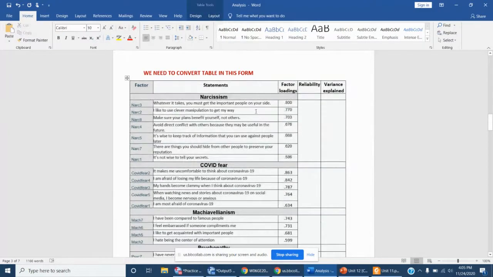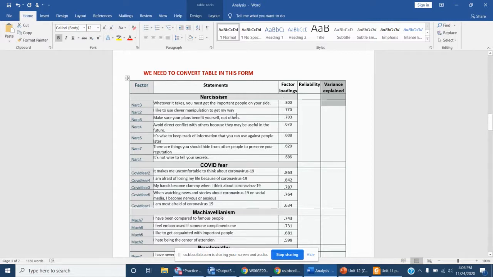So there must be 5 columns in the table. The first column depicts the codings. The second column depicts the statements, the questions, and the third column demonstrates the factor loadings, and the fourth column measures the reliability, and the last column measures the variance explained. So the information in the first column, in the factor loadings column and the variance explained column can easily be extracted from factor analysis. There is no problem there.